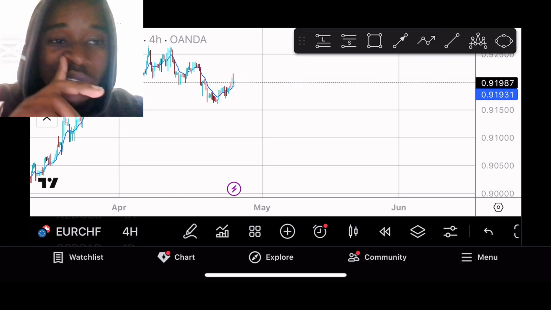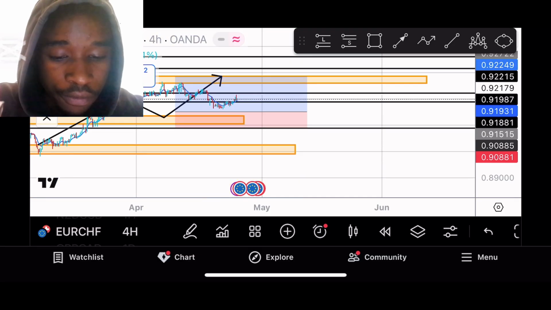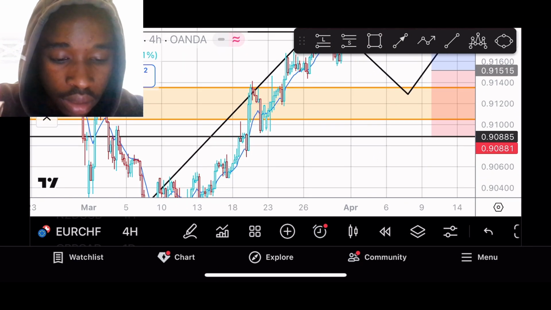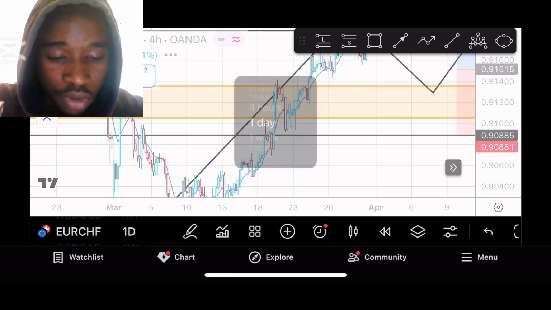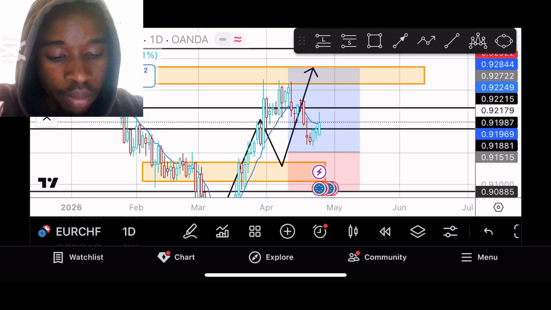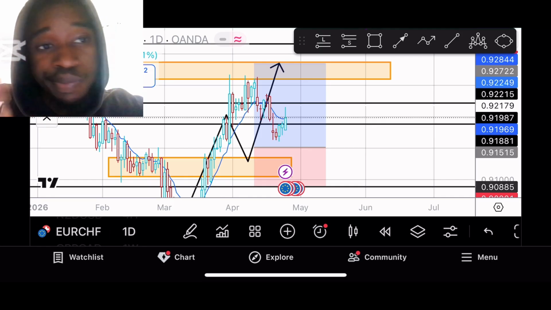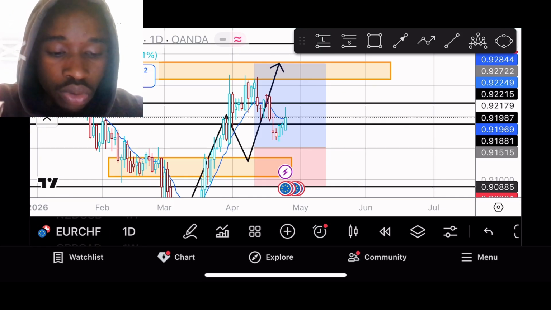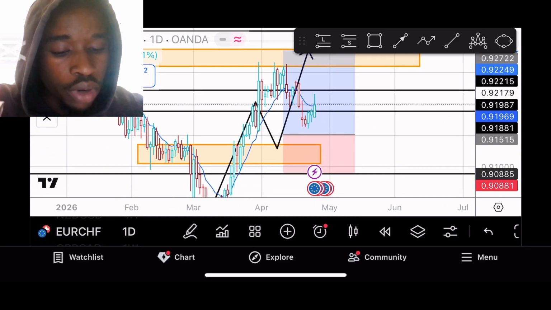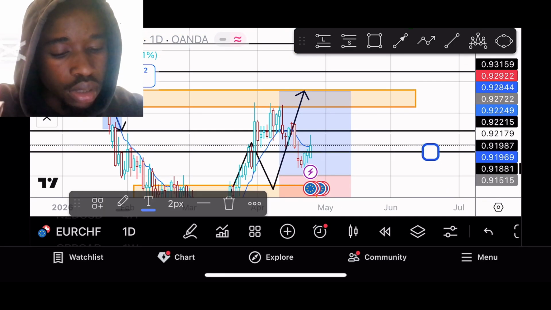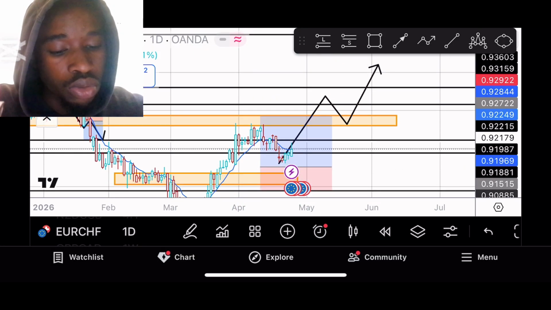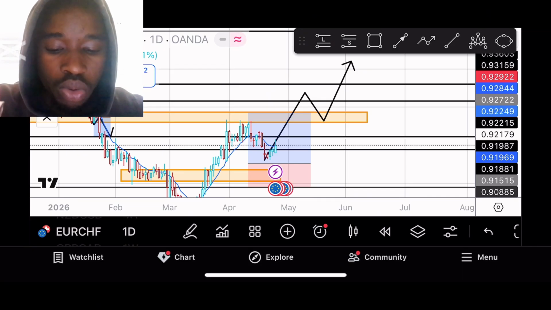Next up, we're going to look for Euro CHF. Euro CHF kind of left us, but it wasn't in line with the strategy. Let me check the daily time frame. I get most of my confirmation on the daily time frame. Yeah, we had no retest. We had the break, but we didn't have a retest, so we did not take this trade on Euro CHF. We might be looking for a break and retest off here, so we can see how far we can go.